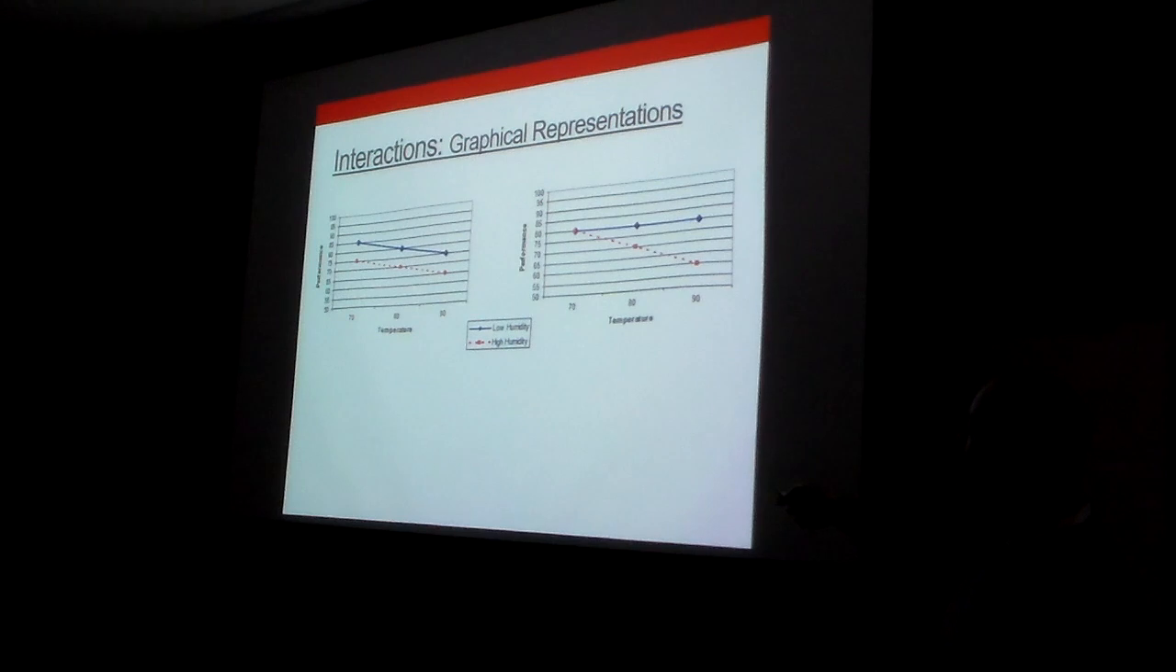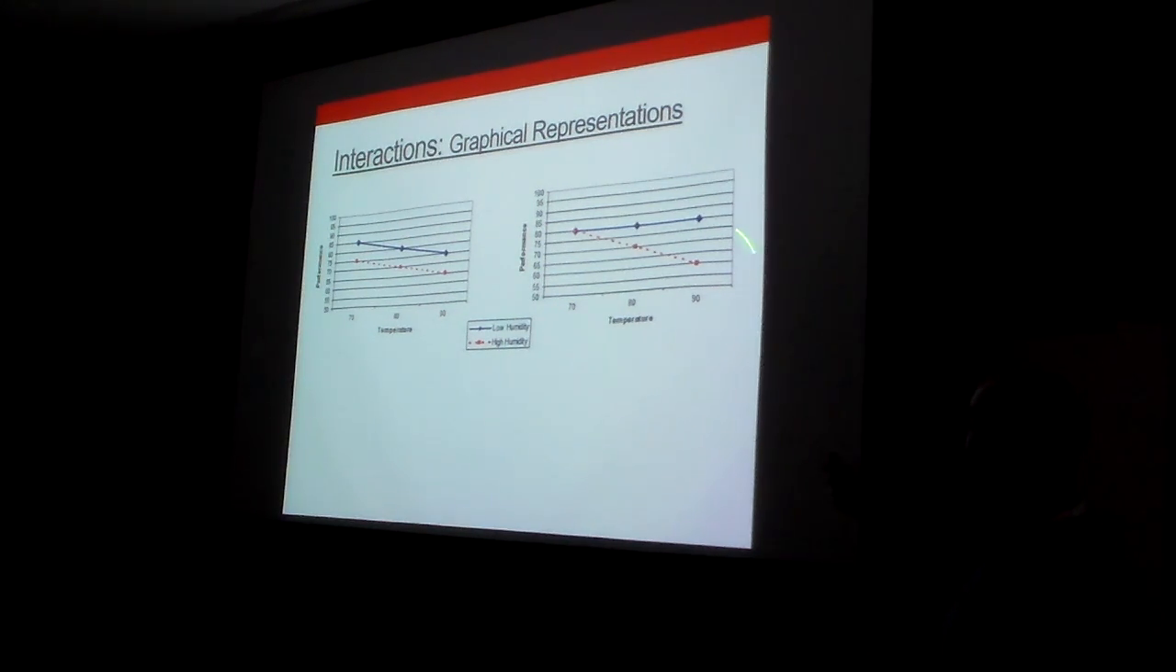So we can see a main effect of humidity, in that the performance in the low humid conditions is all higher than the high humid conditions, right? So we've got a main effect of humidity here, and it also looks like we have a main effect of temperature. As temperature increases, performance decreases, right? But do we have an interaction? No, right? Because those lines are all doing exactly the same thing.